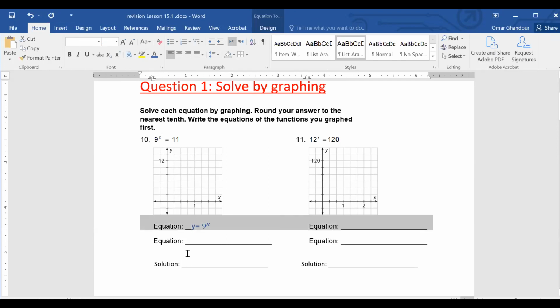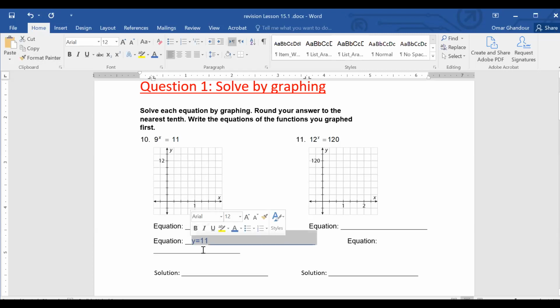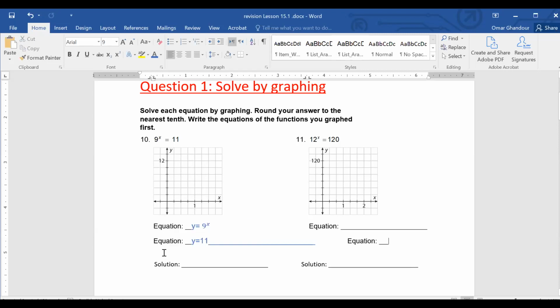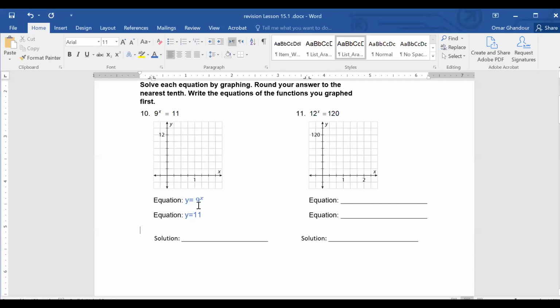And what about the second equation? The first equation that I need to graph is this part. The second equation is y equal to 11. This is the second part of my equation. So these are my two equations. The first equation is y equal to 9 power x. The second equation is y equal to 11.